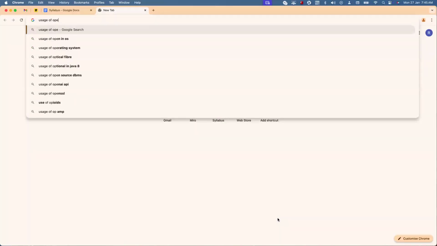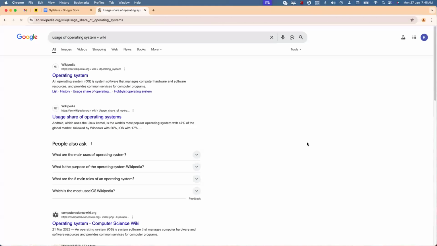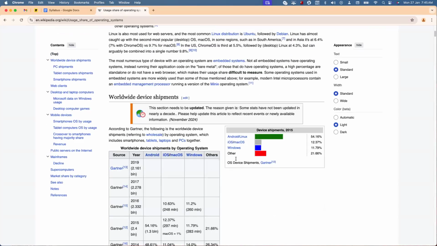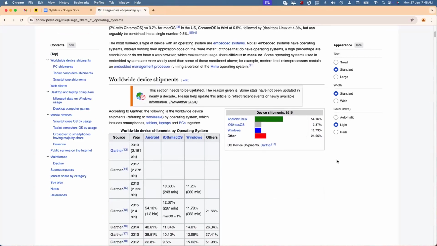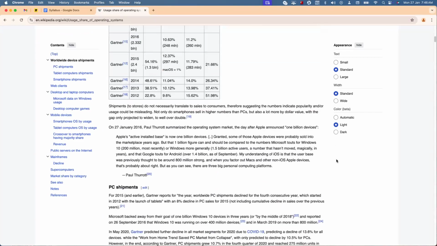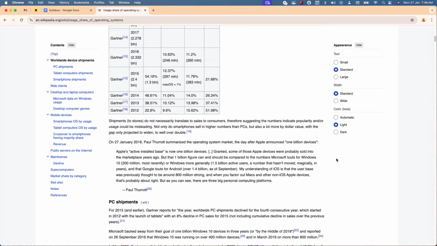Usage of operating systems, on Wikipedia. If you look at the usage of operating systems, there is a Wikipedia page available exclusively for that. For devices shipped in 2015, Android is the leading one. Everyone knows that. Out of every 100 mobiles, maybe 95 are Android only, no doubt in that. It can even go to 98 or 97, depending. So no question on that.